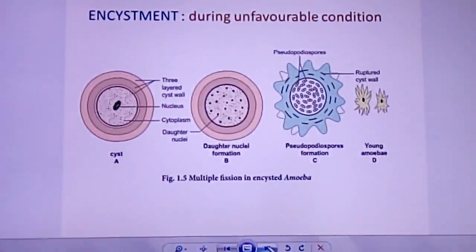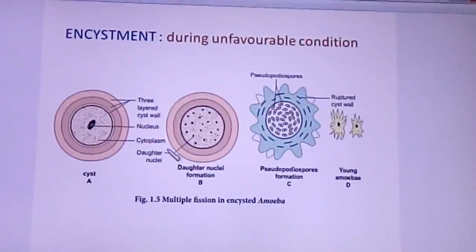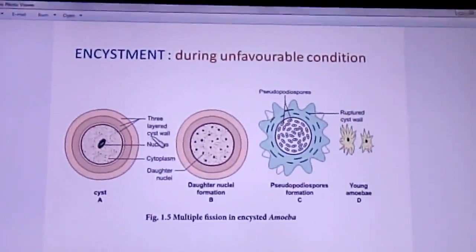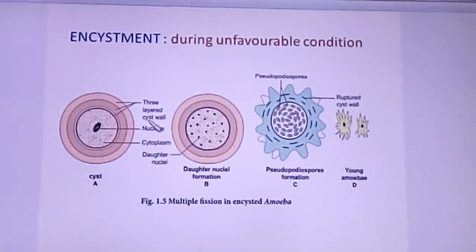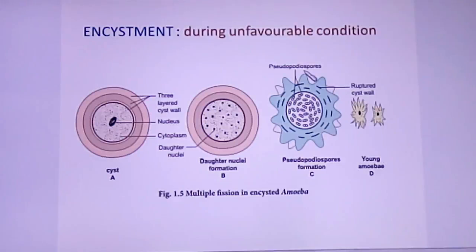This occurs during unfavorable conditions. A 3-layered protective cyst wall is formed around the amoeba, where the pseudopodia are withdrawn or lost, and it becomes a ball-like structure. The nucleus splits as well as the cytoplasm, which encircles the nuclei, and when the favorable condition returns, the ruptured cyst wall liberates the young amoebae.